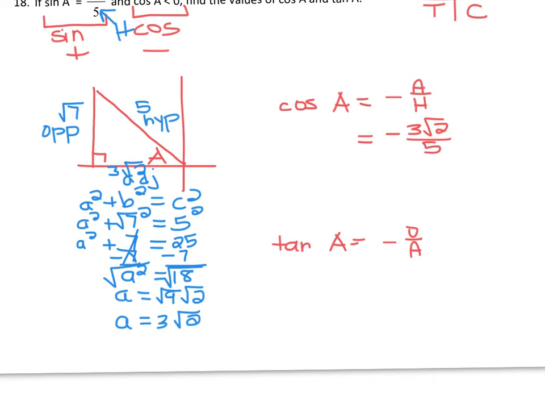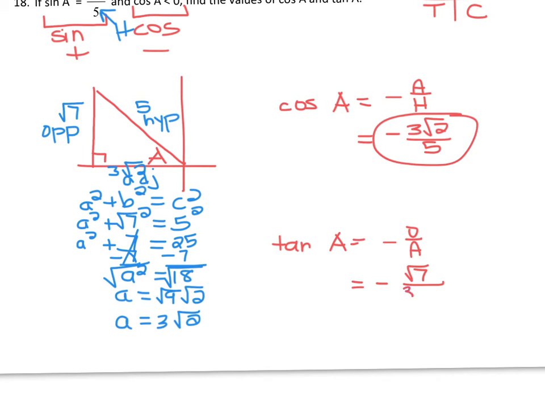Okay, so there's no radical in our denominator, so there's nothing we really need to change here. Nothing simplifies, so this is our answer. This is what cosine of A is equal to. All right, now with tan, let me bring down the negative. And for the opposite, I'm going to plug in radical 7. And then for the adjacent, I'm going to plug in 3 radical 2.